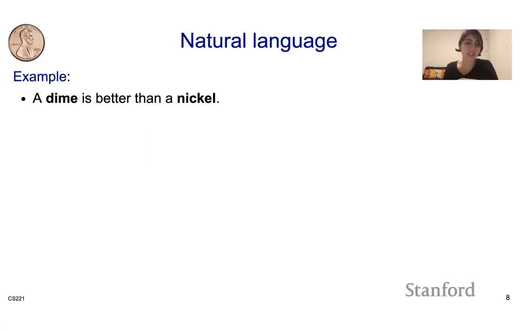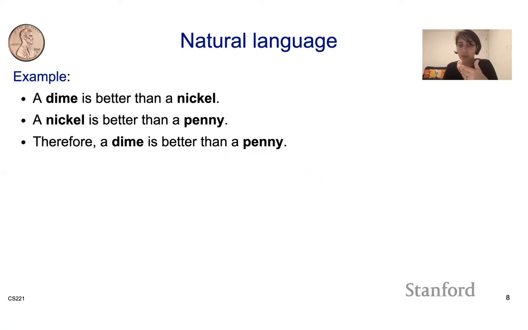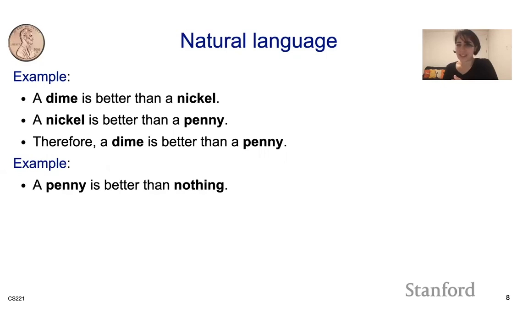And because it is rich, we can say things like, a dime is better than a nickel. And we can say things like a nickel is better than a penny. Based on that, we could make logical statements and say, therefore, a dime is better than a penny, which makes sense. But the problem with natural language is it's also a little bit slippery.